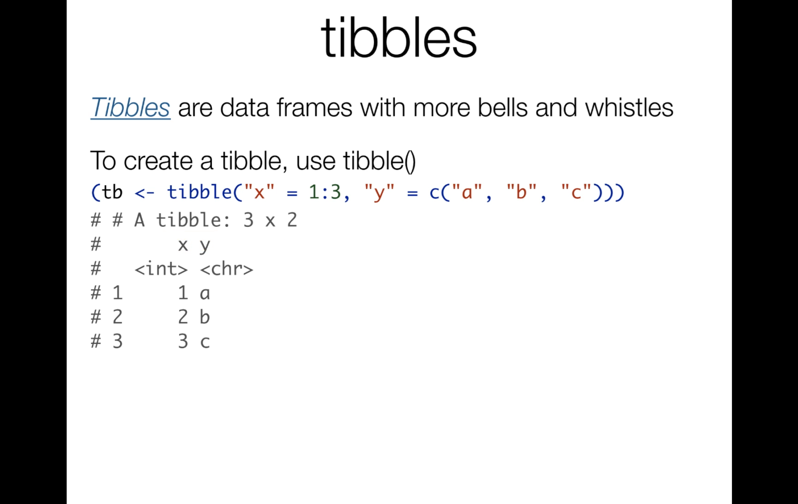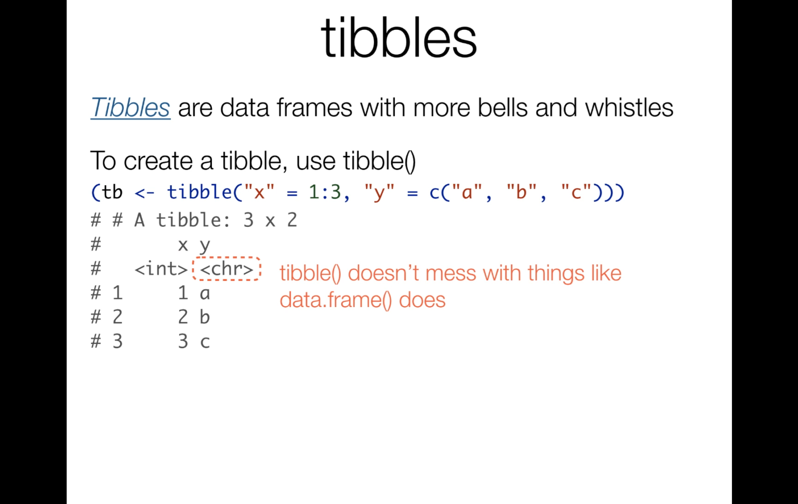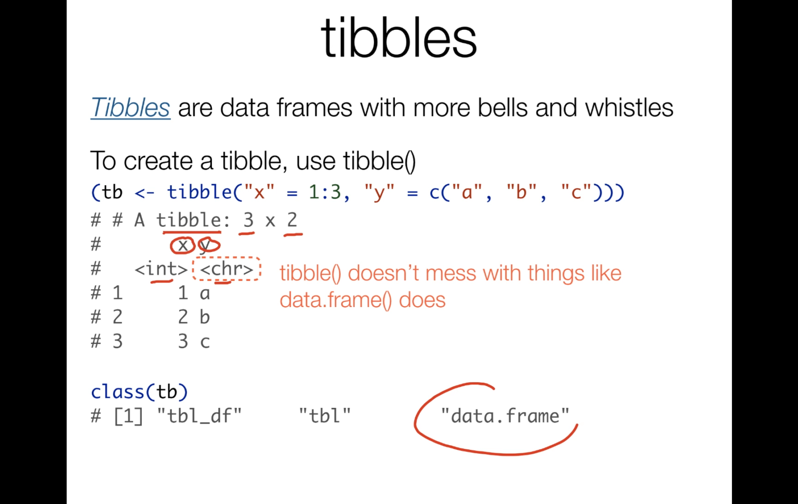Now, that character thing is particularly important. It's saying that the tibble function, unlike data.frame, doesn't mess with your data. In other words, you never have to type stringsAsFactors equals FALSE because the tibble function will not create a factor vector for a character vector. You can ask R what class TB is, and there you see that it is actually a data frame.